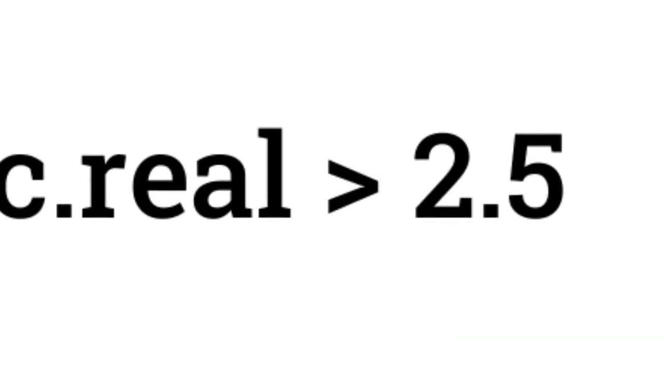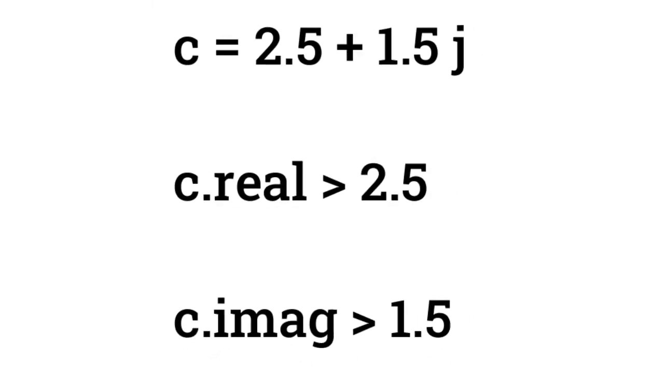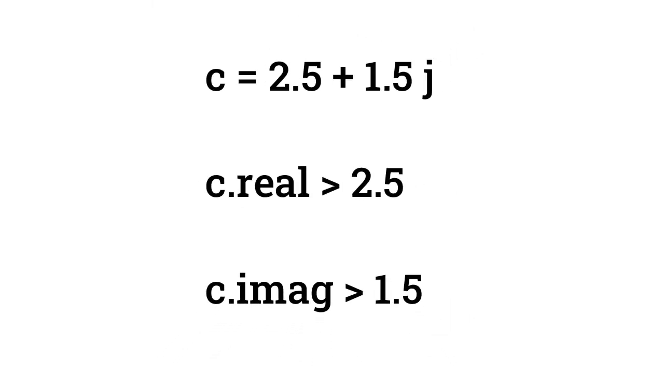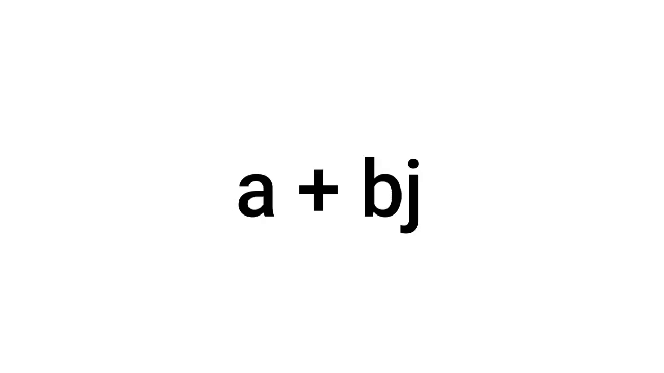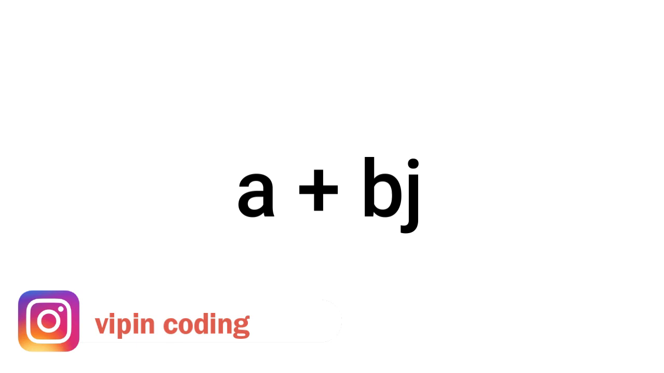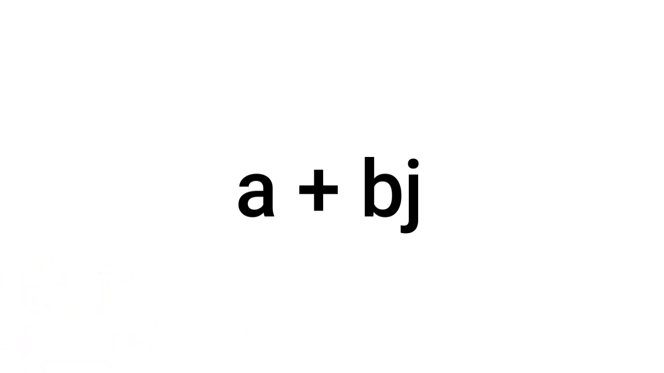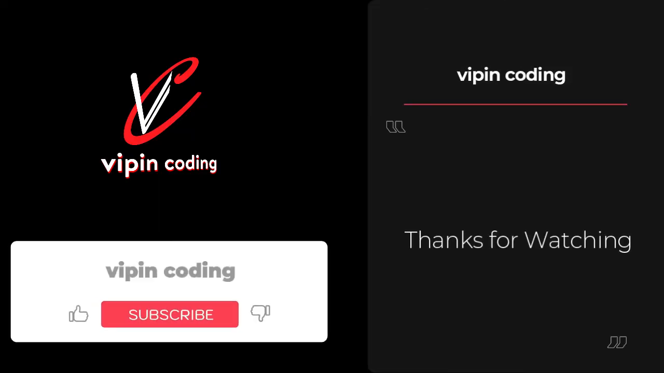Complex data type has some inbuilt attributes to retrieve the real part and imaginary part. Generally, we use this complex data type in some scientific applications.